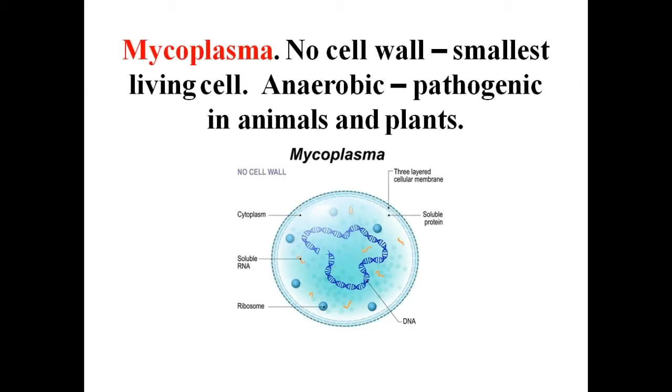Okay, and the final one is mycoplasma. This bacteria is a small bacteria. It does not have a cell wall. Smallest living cell. It's anaerobic, pathogenic in animals and plants.